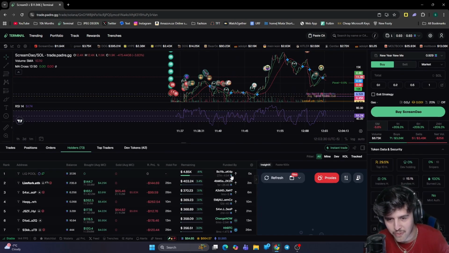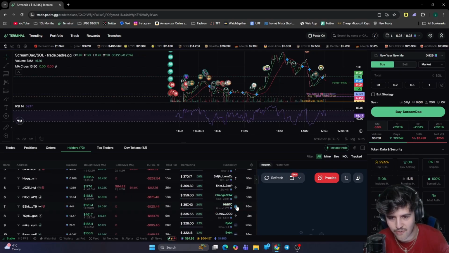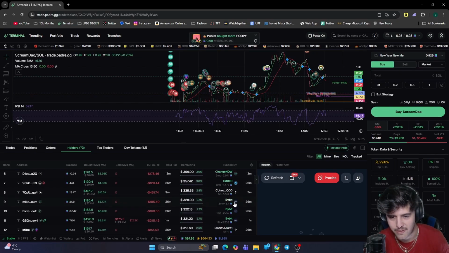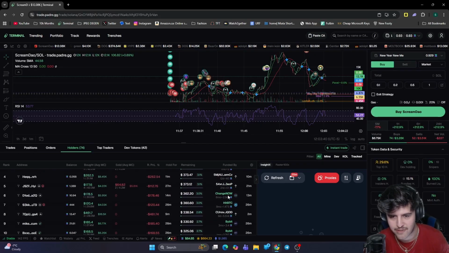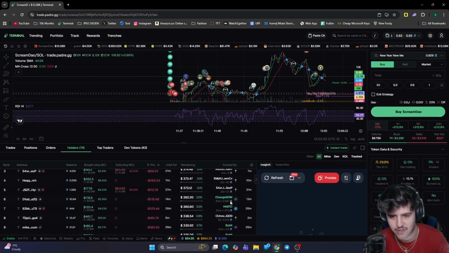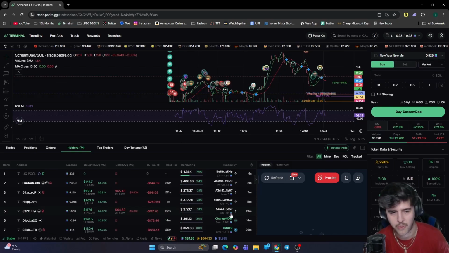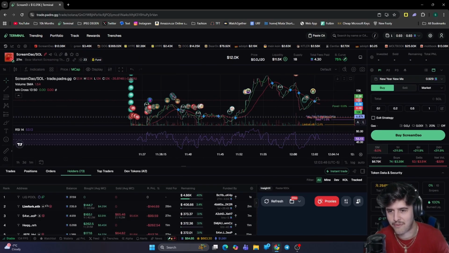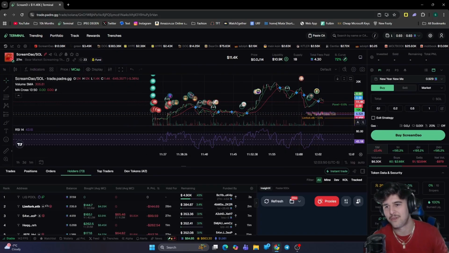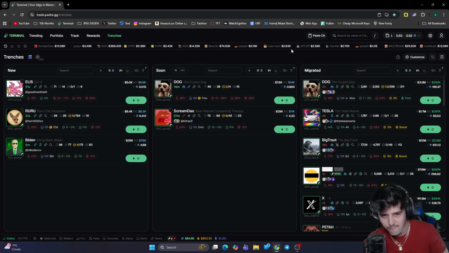So what I'm looking for here is some exchange funding. I don't see the top 10 holders with, okay, there's 2 Bybit accounts. I'm also looking at the balance of these wallets. If I see that top holders, like here, for example, has 0.1 SOL in their wallet, but they're all in on this coin, that's kind of a red flag. Scream DAO. I don't really like this meme.